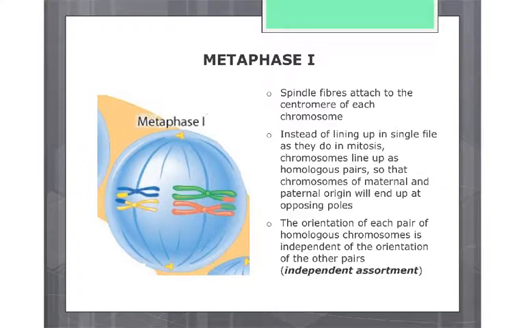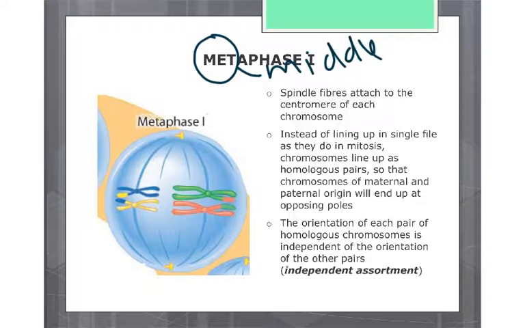Okay, so in metaphase 1, and same thing, we're still in meiosis 1. What we're looking at in metaphase 1, same thing, is that metaphase starts with an M, we're looking at the middle. Spindle fibers attach to the centromere of each chromosome. Instead of lining up in a single file as they do in mitosis, chromosomes line up as homologous pairs so that chromosomes of maternal and paternal origin will end up at the opposite poles. So we refer to this as independent assortment.